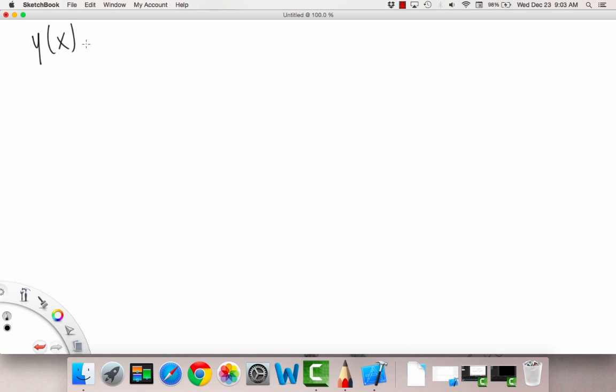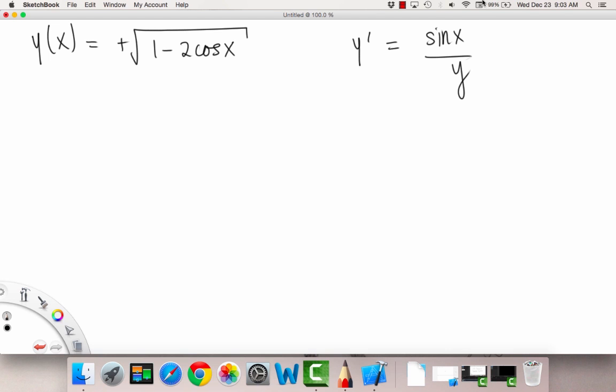So here's our particular solution. So we have the positive square root of 1 minus 2 cosine x, okay? And here's just a refresher. Our original ODE, our ordinary differential equation, was y prime is equal to sine x over y, okay?